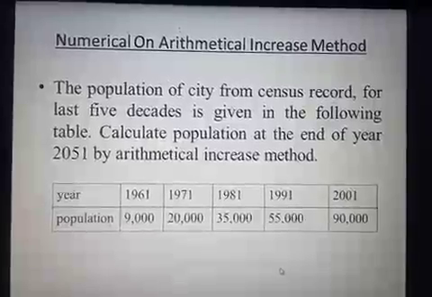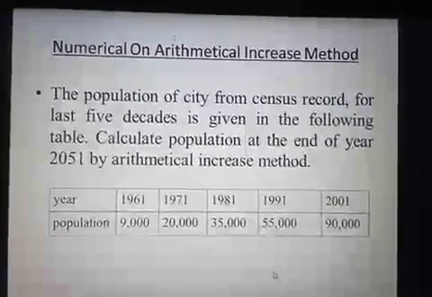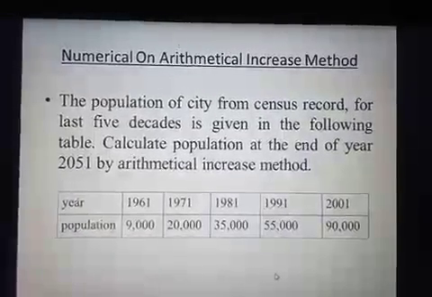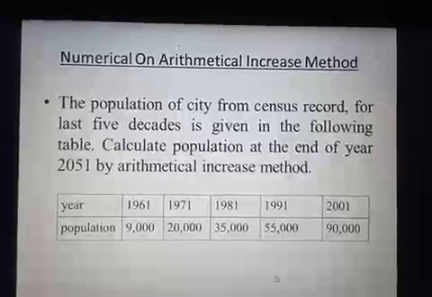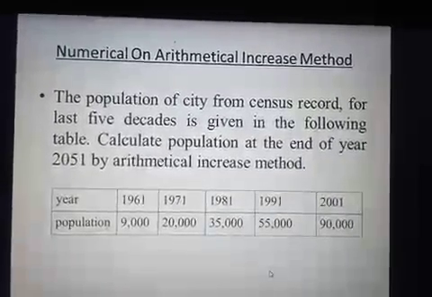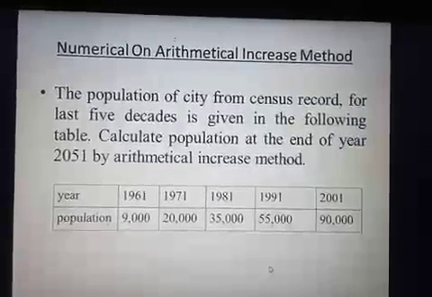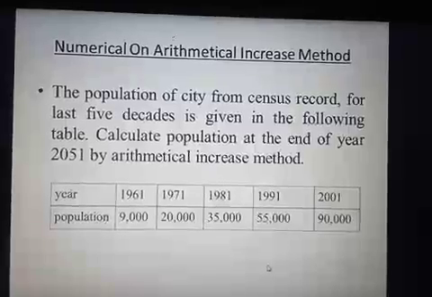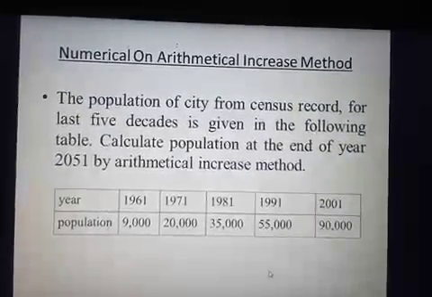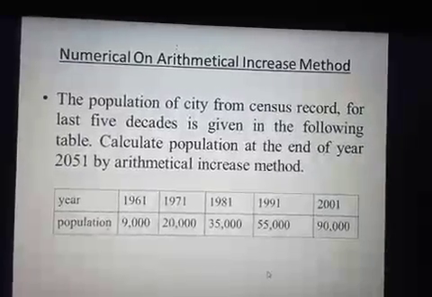On the request of maximum students, I am solving here one more numerical on the arithmetical increase method. The numerical is given as: the population of a city from census record for the last 5 decades is given in the following table. Calculate the population at the end of year 2051 by the arithmetical increase method.